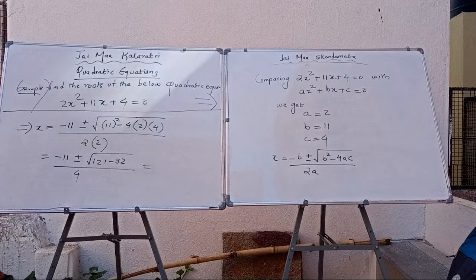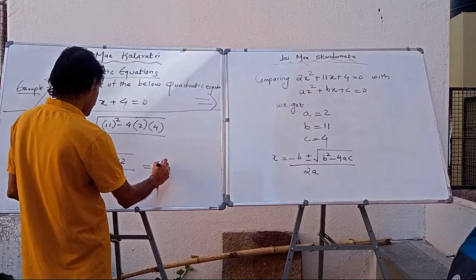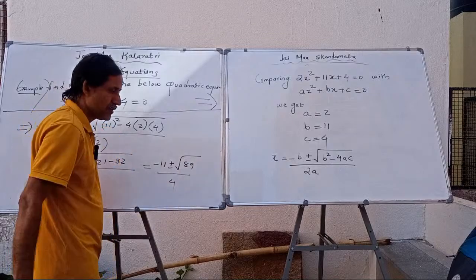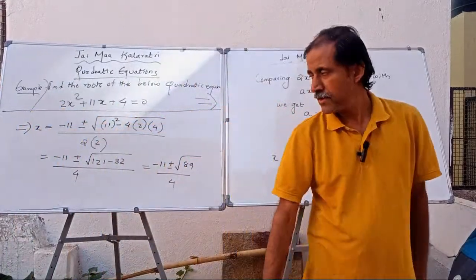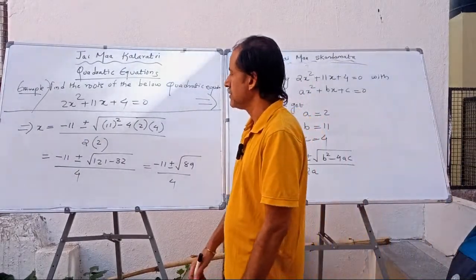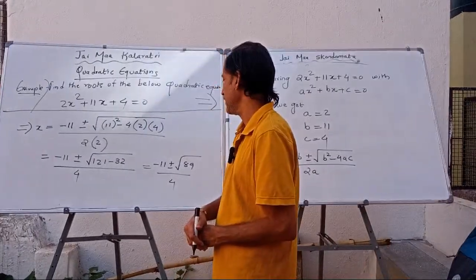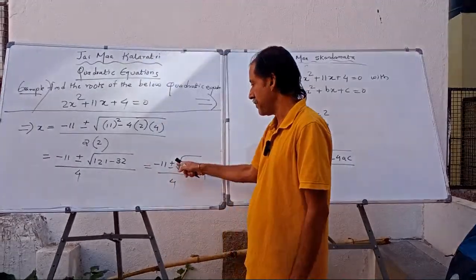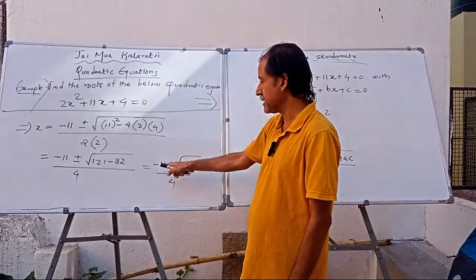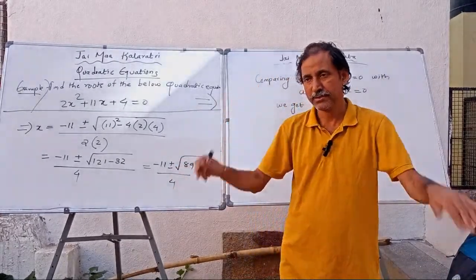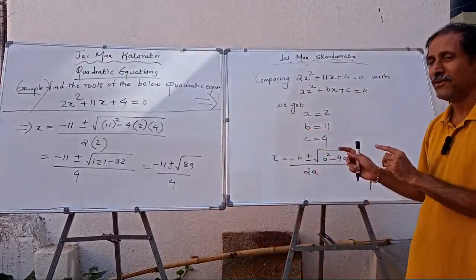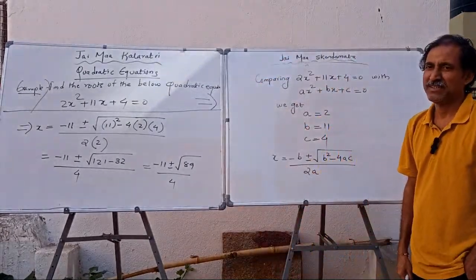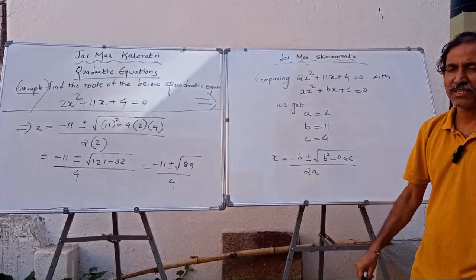89. So the two values of x are minus 11 plus square root of 89 by 4, or minus 11 minus square root of 89 by 4. Two values. Now that is not easy for you to do using the factorization method. You understood? Did we get the answer? This is the answer, no? There is nothing more to do further.